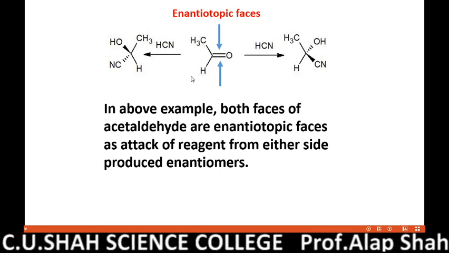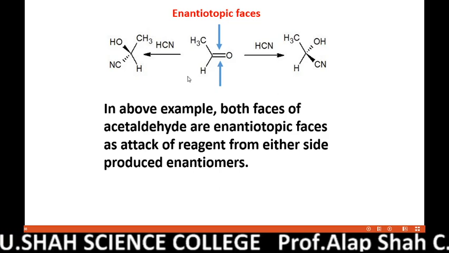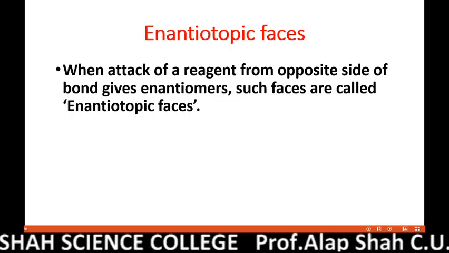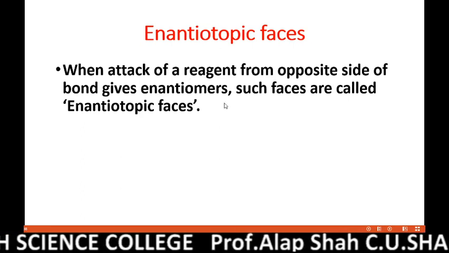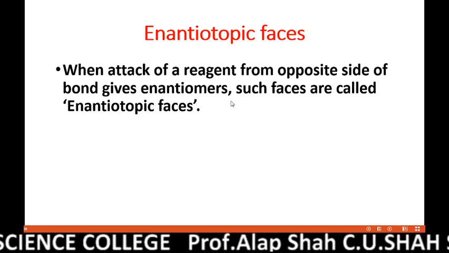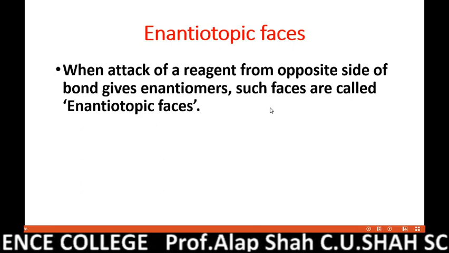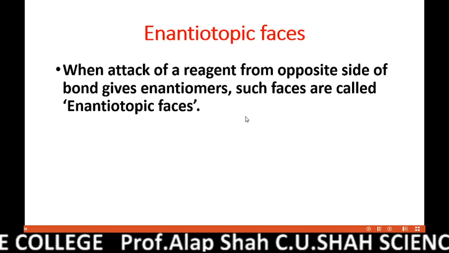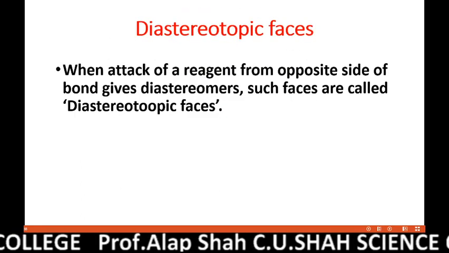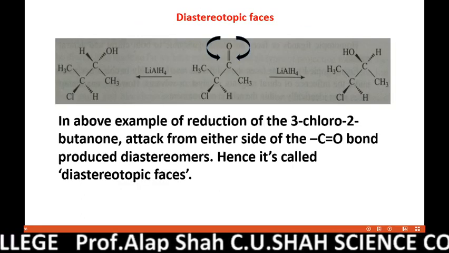So such faces, let us read the definition. When attack of a reagent from opposite sides of a bond gives enantiomers as products, such faces are called enantiotopic faces. And now let us discuss diastereotopic faces.